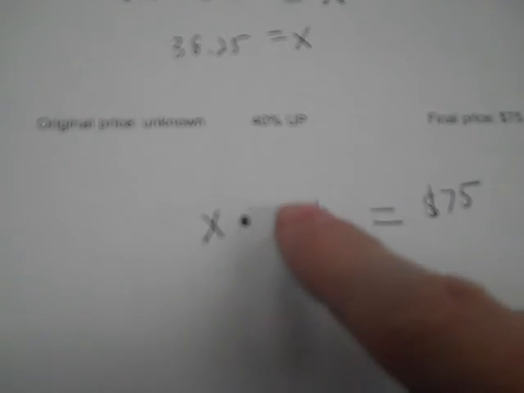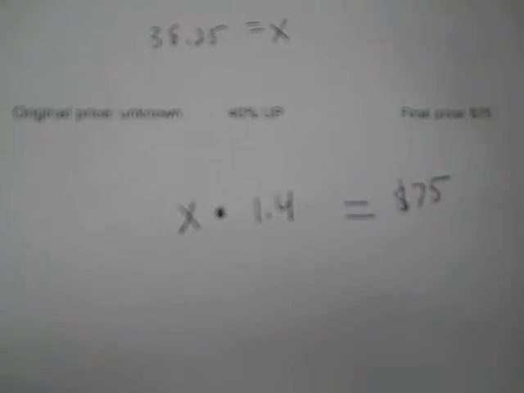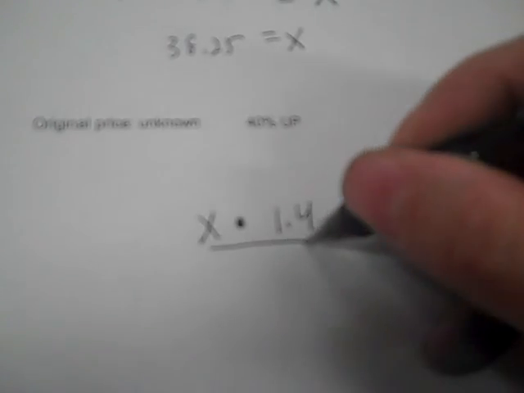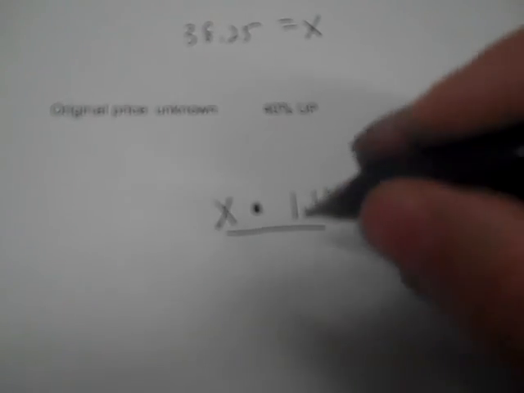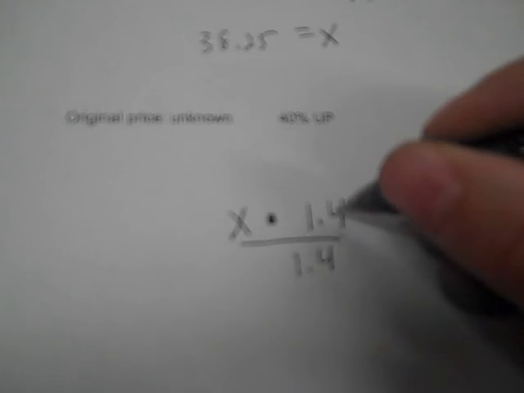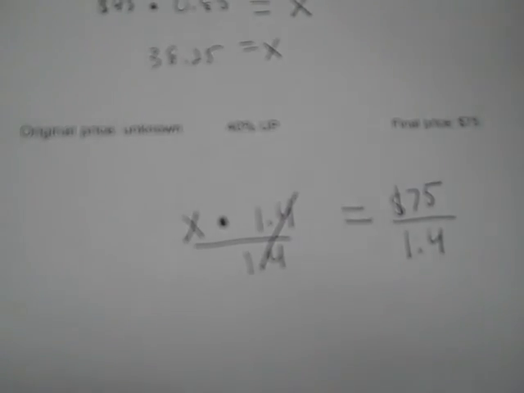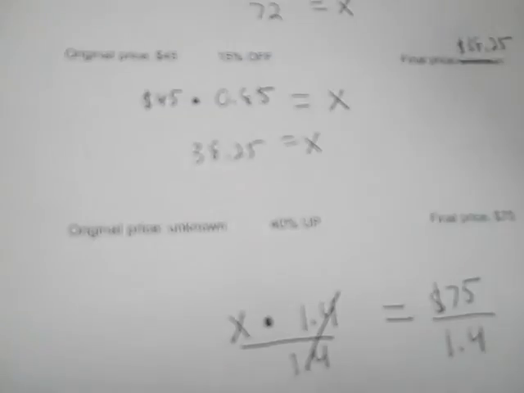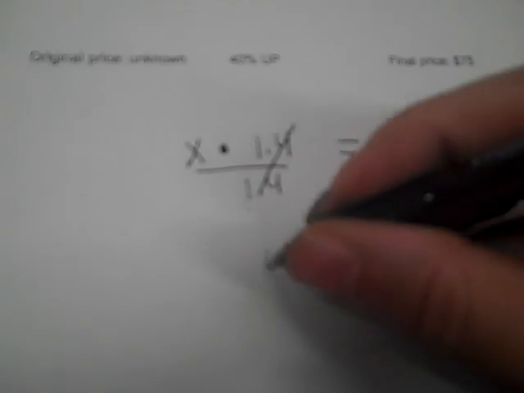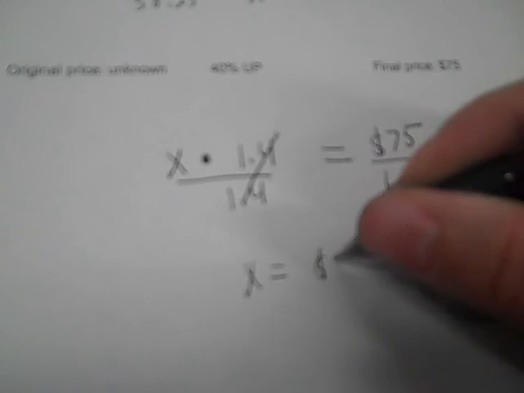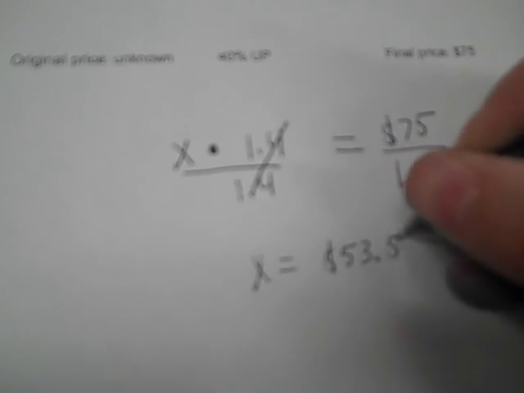Now the x is being multiplied, so we do the opposite of multiply, which is divide. So I underline both sides, and it's the 1.4 that we need to put underneath there. So I divide 75 by 1.4. Okay, get a long decimal, that's okay, $53.57. Okay, and that's your unknown.